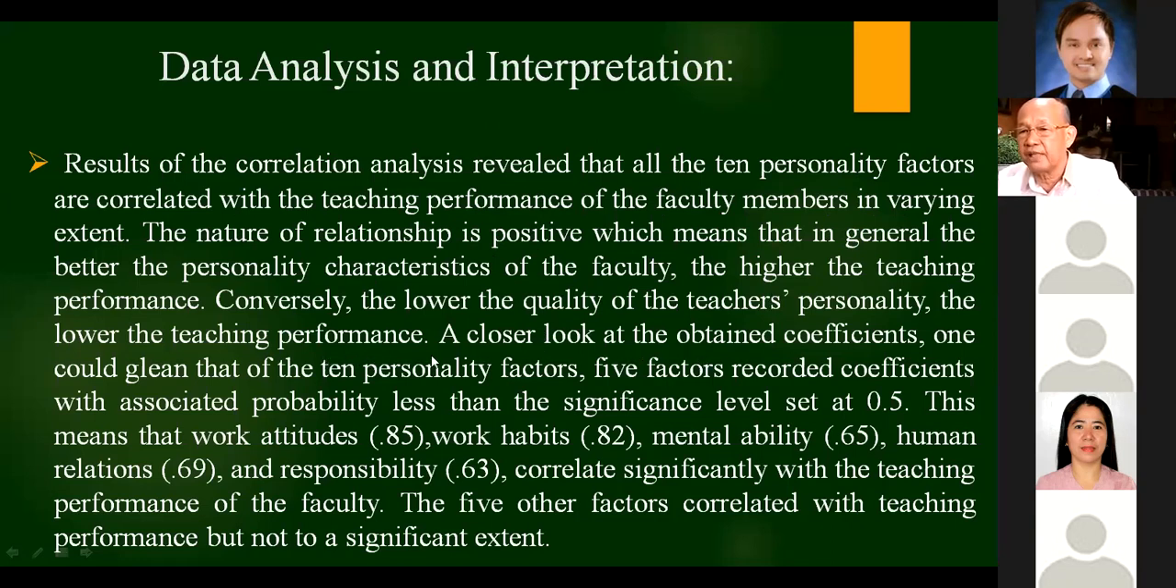A closer look at the obtained coefficients shows that of the 10 personality factors, 5 factors recorded coefficients with associated probability less than the significance level set at 0.05. This means that work attitude, work habits, mental ability, human relations, and responsibility correlate significantly with the teaching performance of the faculty. The 5 other factors correlated with teaching performance, but not to a significant extent.